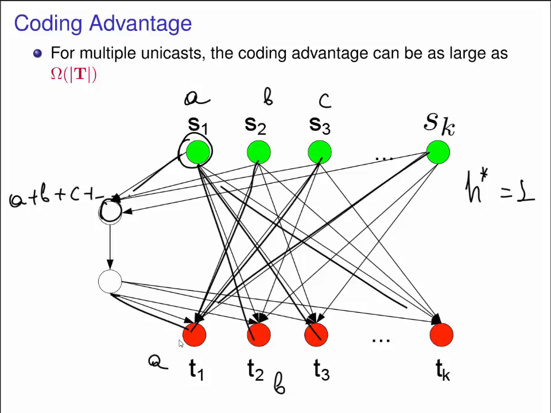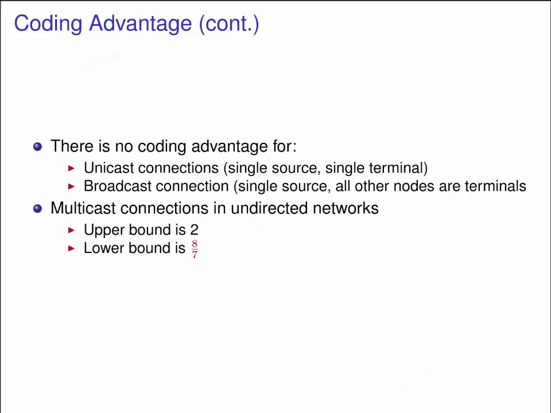B and so forth. So in this case, the coding advantage is equal to K, because the sum rate with network coding will be equal to K, because we have K unicast connections. Each connection can deliver one packet per time unit. So we see that the coding advantage in this case is much larger than what we can achieve in the case of multicast. So far we discussed coding advantage for directed networks, for multicast sessions, and for multiple unicast sessions.